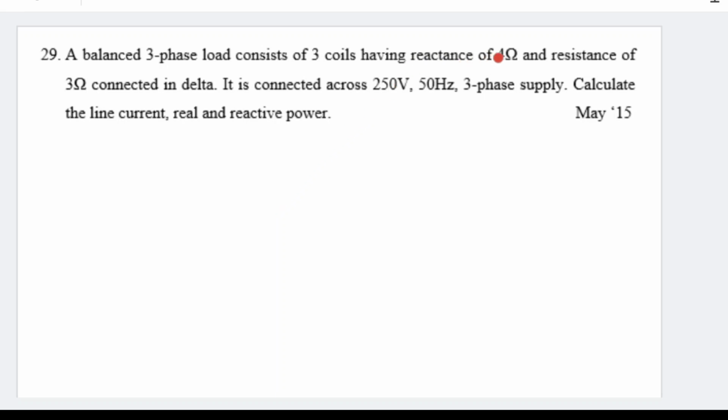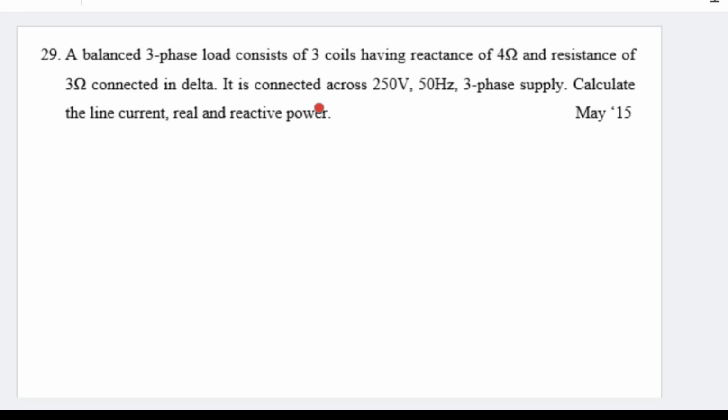So they have given reactance 4 ohm and resistance 3 ohm connected in delta. They have given you the value for reactance and resistance, and in the last they have given it as impedance itself, R plus jX. Now they have given X and R different, isn't it? So no need of worrying, we can solve it.